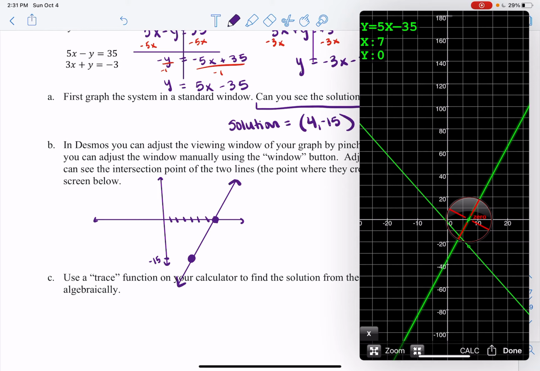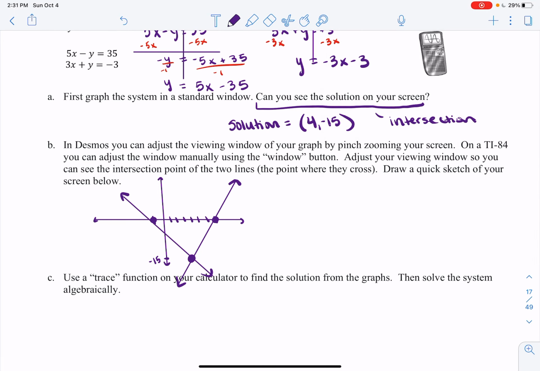Not perfect, but I'm okay with it. Then the other one, we've got an intersection at negative 1, 0. So that's right here, and I'm going to go ahead and draw a sketch like that. All right, so we used the trace function to find our solution, or you just clicked using Desmos.